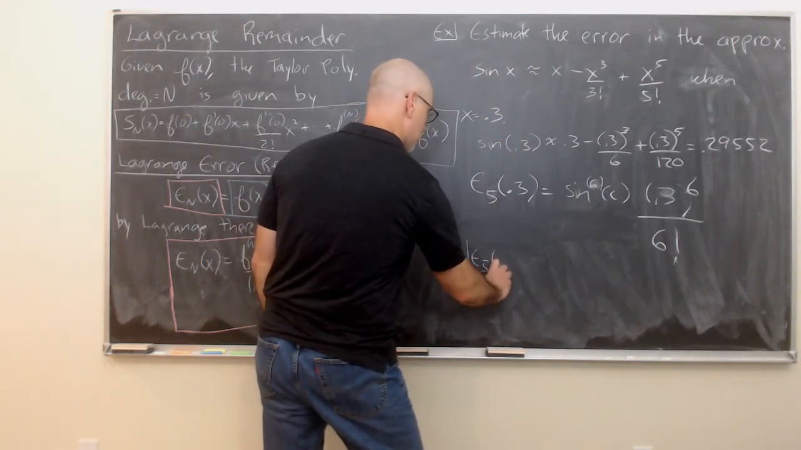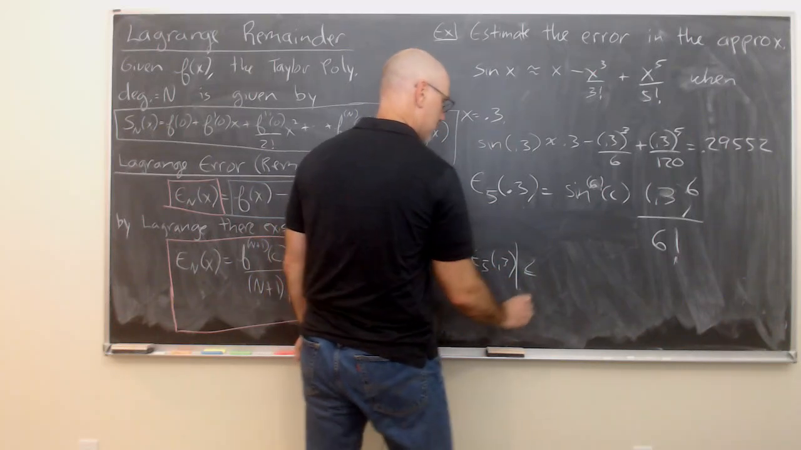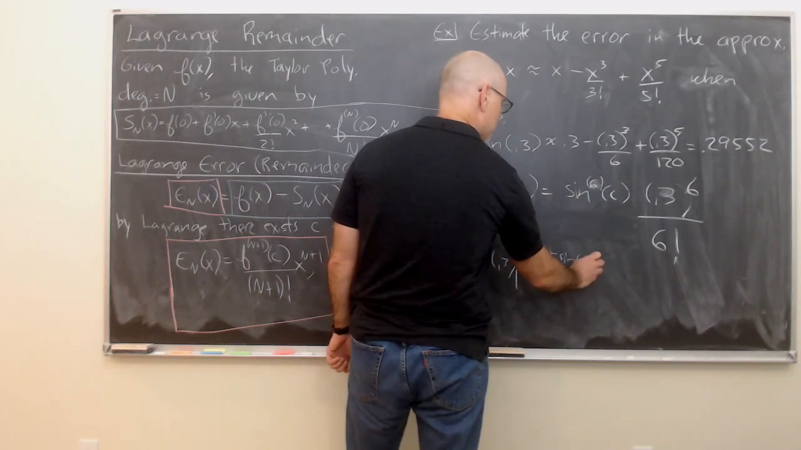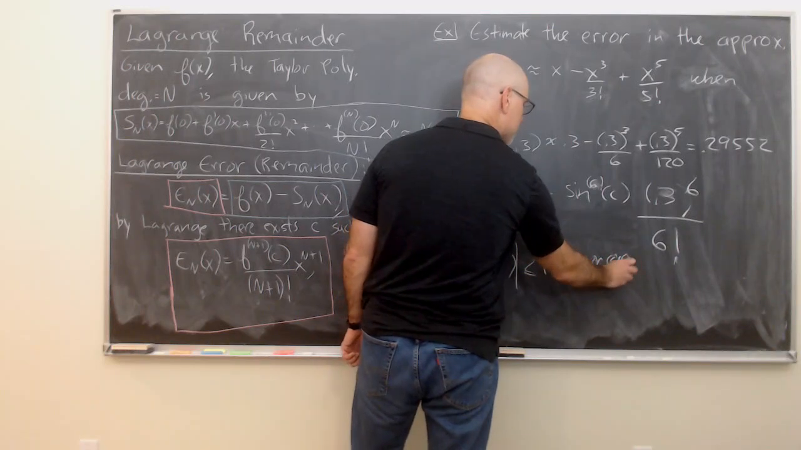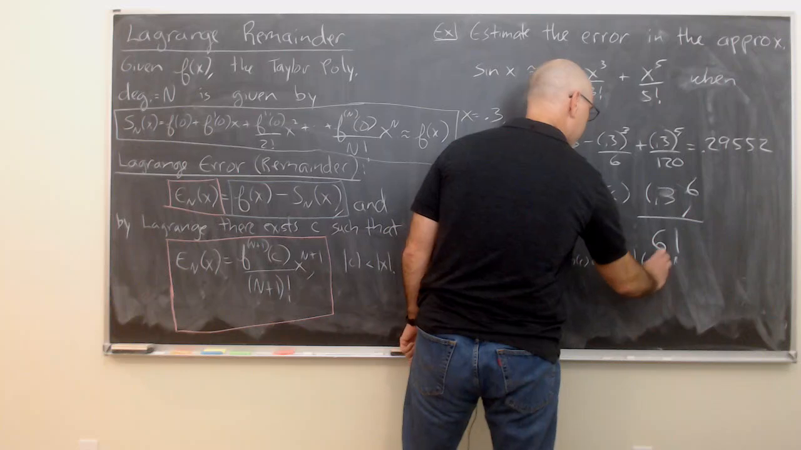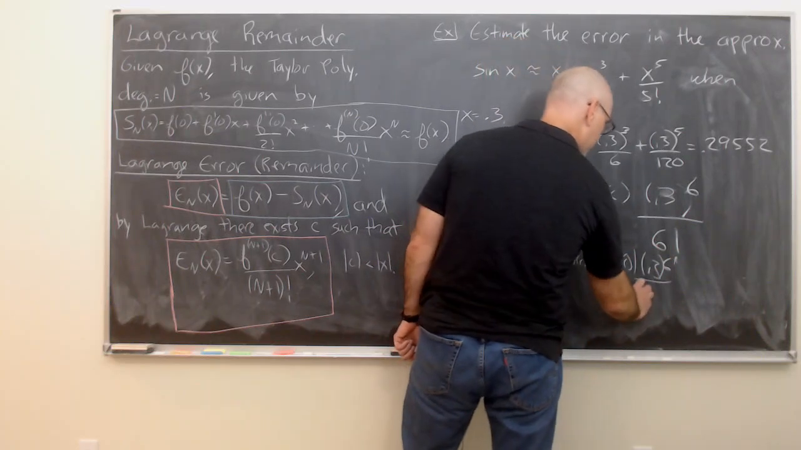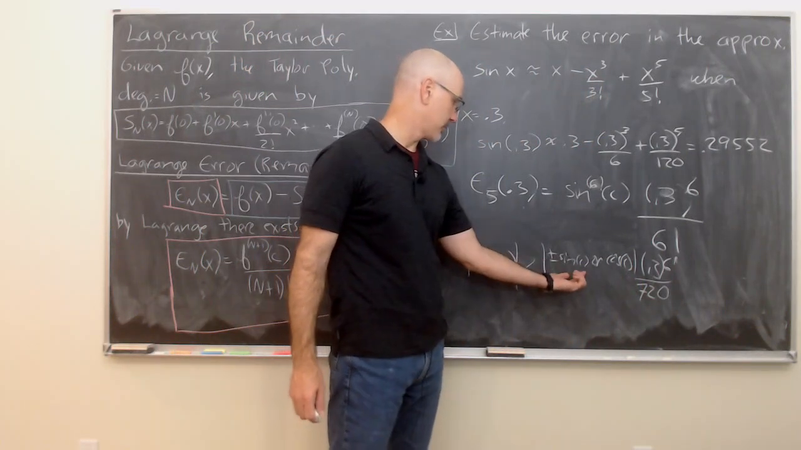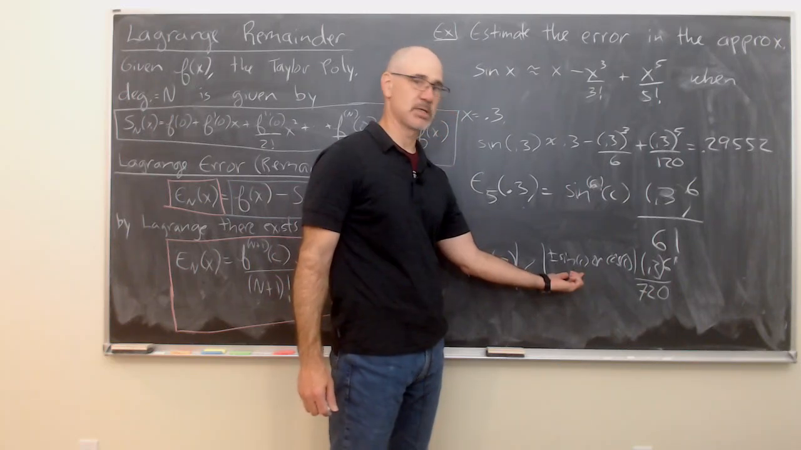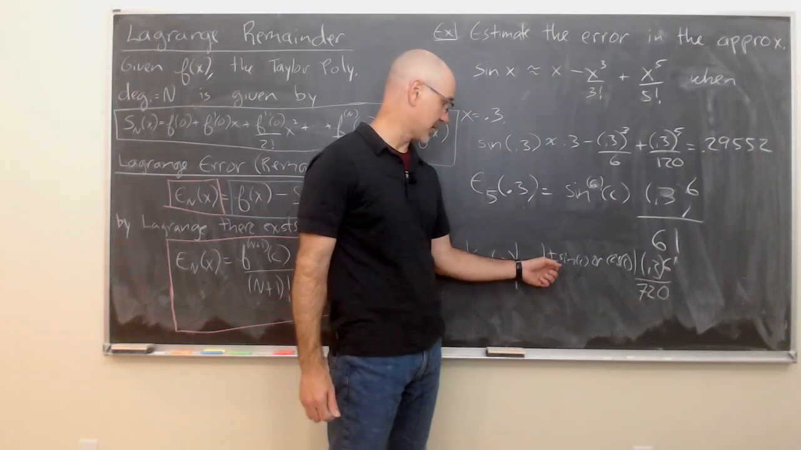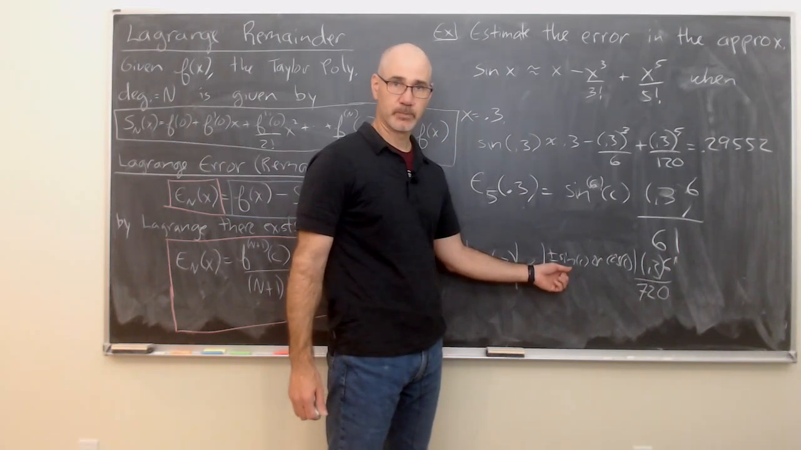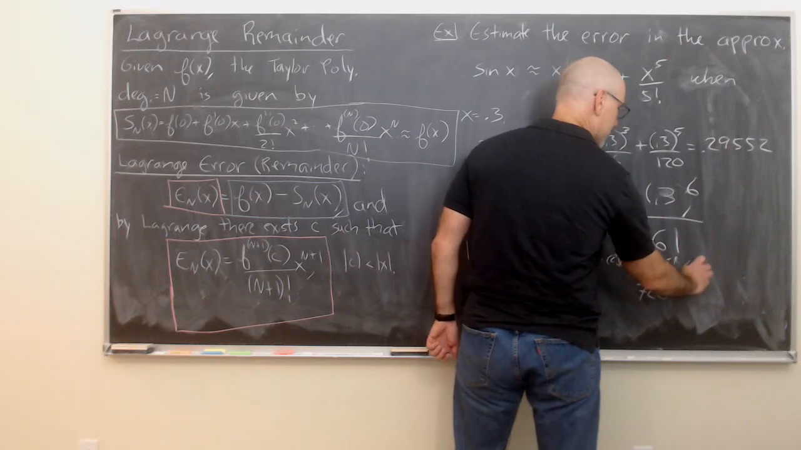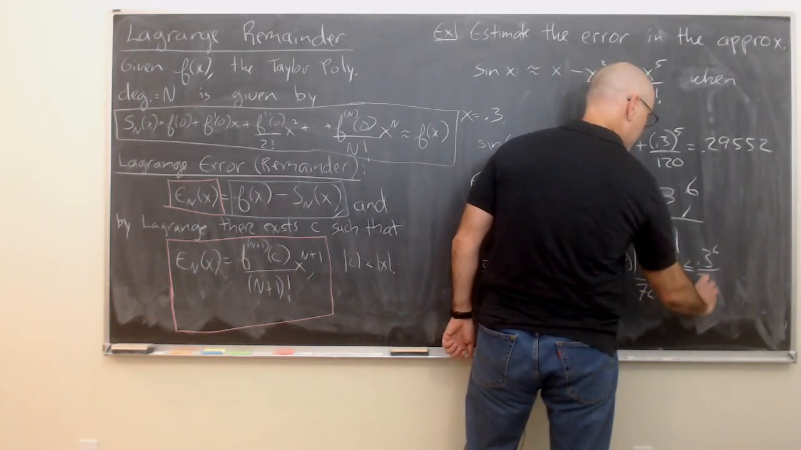So the error at 0.3 is less than plus or minus sine c or cosine of c times 0.3 to the sixth over 6 factorial, which is 720. And then the last point is that regardless of whether we have sine c or cosine c on the inside, this absolute value, and regardless of whether it's plus or minus, the largest it can possibly be is 1, because both sine and cosine are stuck between 1 and minus 1. So this is less than just 0.3 to the sixth over 720.